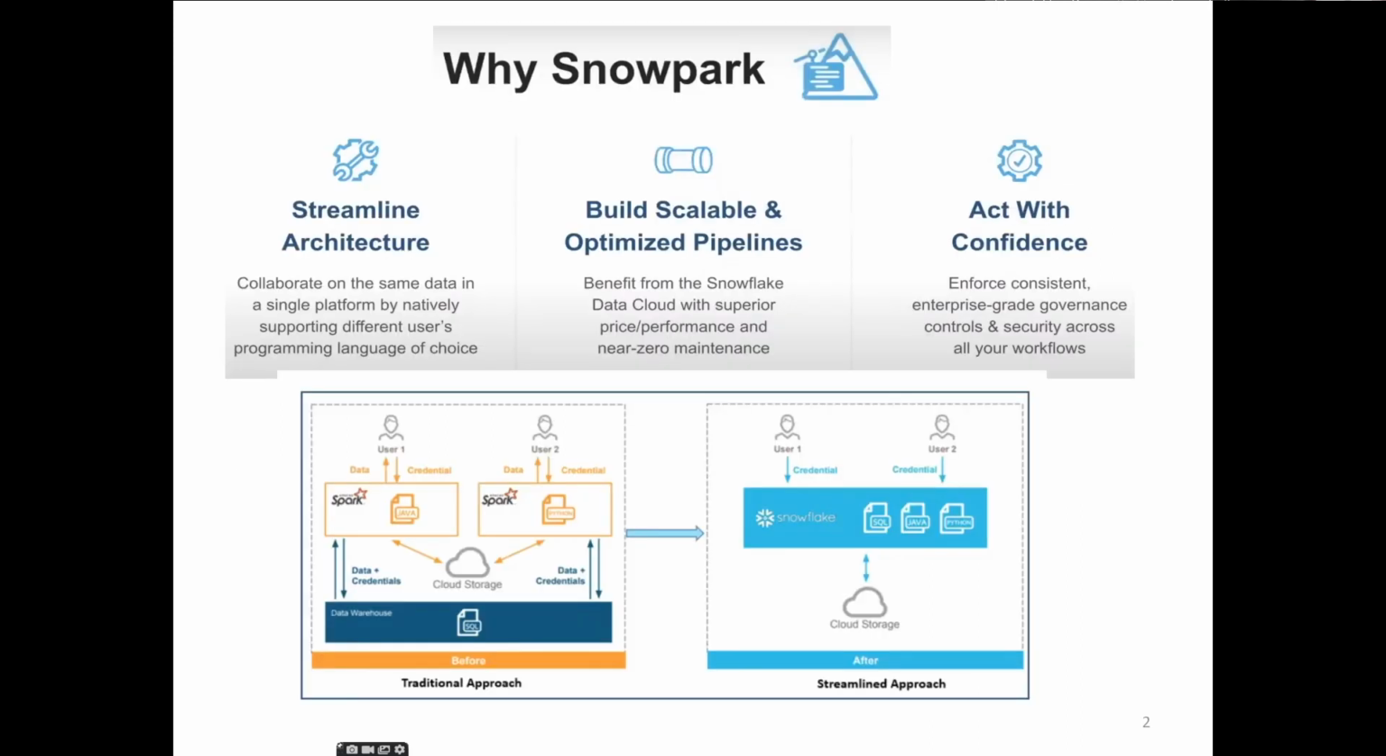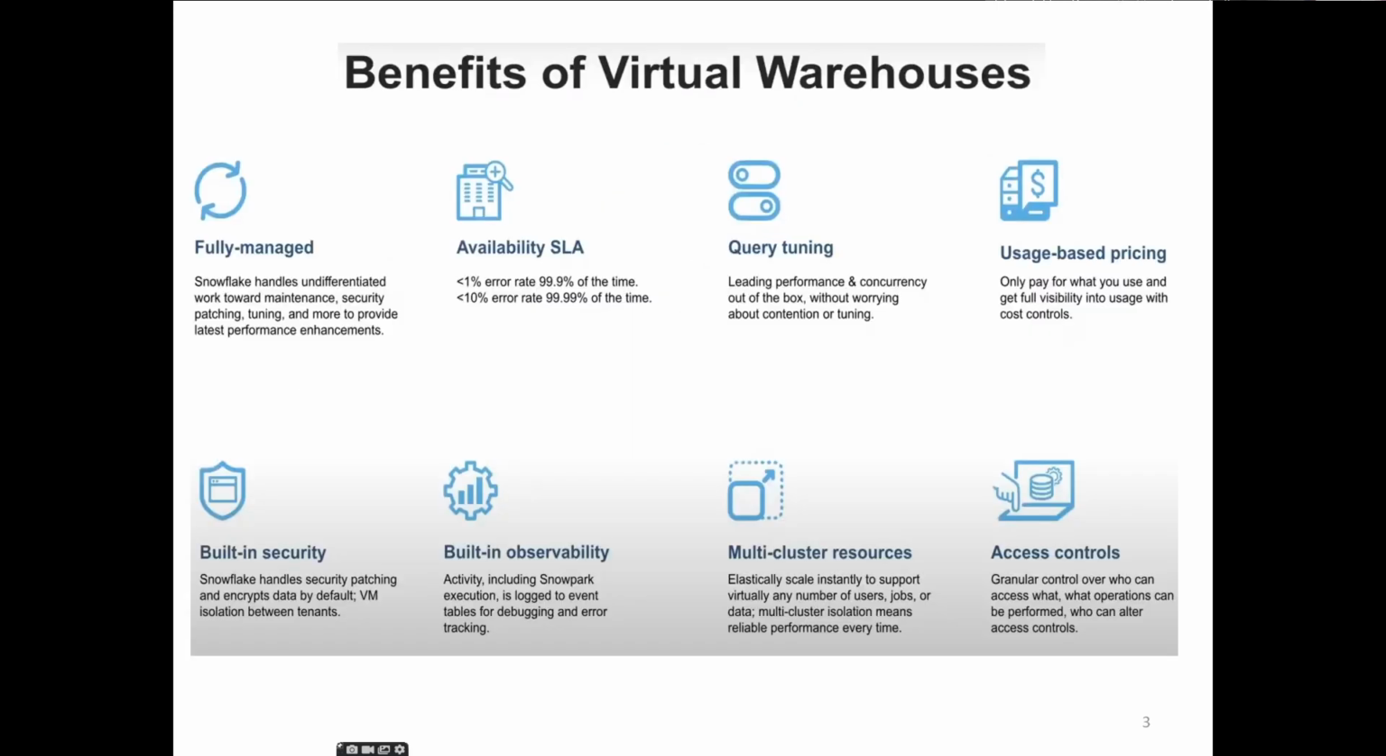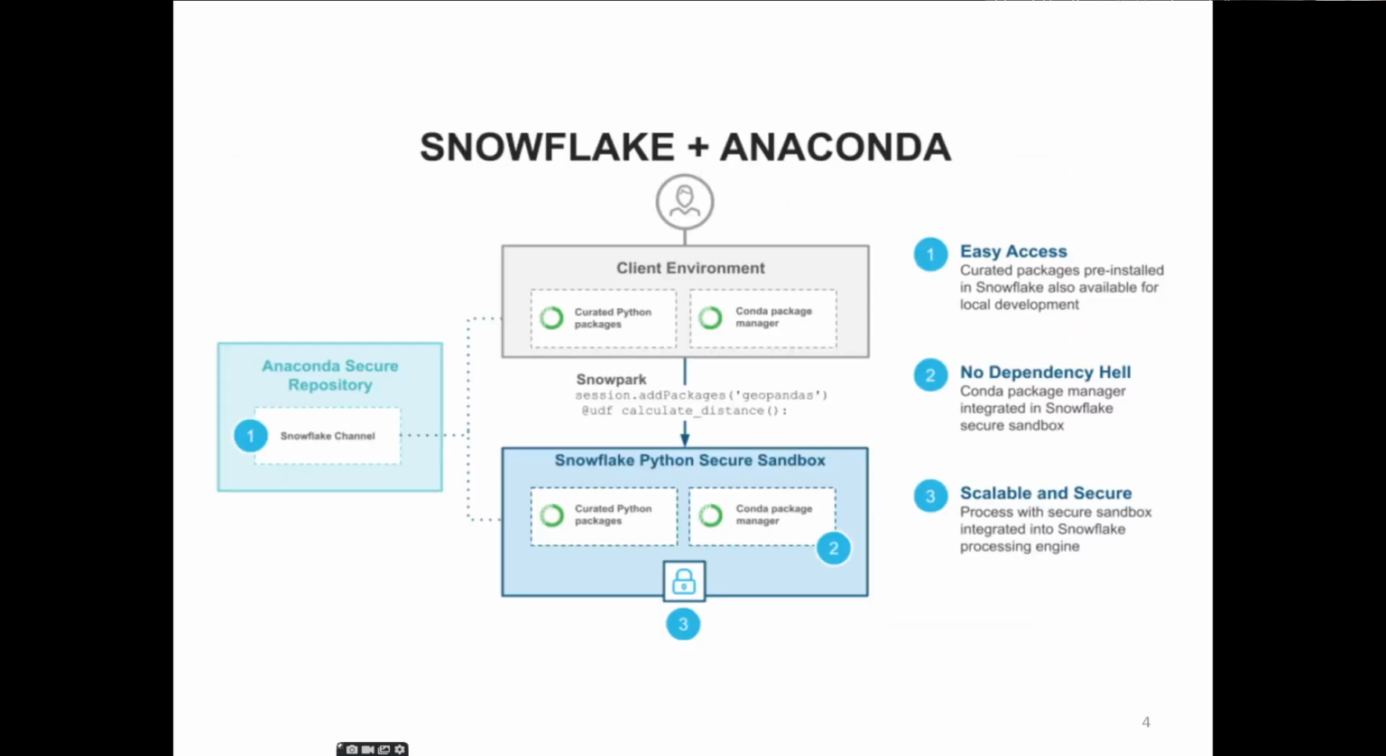So why Snowpark? Snowpark is a streamlined architecture. It is built scalable and optimized for pipelines. It acts with confidence with a lot of security features integrated in Snowflake. It takes advantage of virtual warehouses for scaling, tuning, and sizing. We have Snowflake and Anaconda, which is the official single point of truth repository to get libraries and packages for Python.